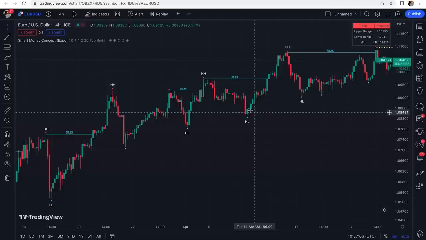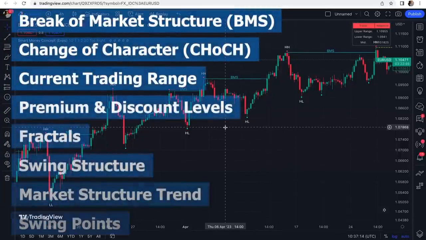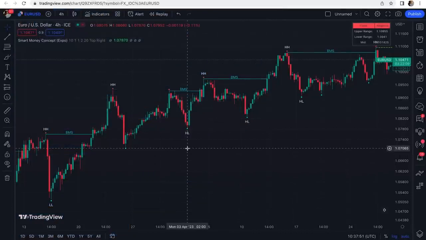This indicator provides the most important smart money concept principles, including break of market structure, change of character, current trading range, premium and discount levels, fractals, and swing structure. Alright, let's get into more details. If you're familiar with price charts, you know that the market has a structure. It's trending up, it's trending down, or it's not trending, and this structure is constantly changing.